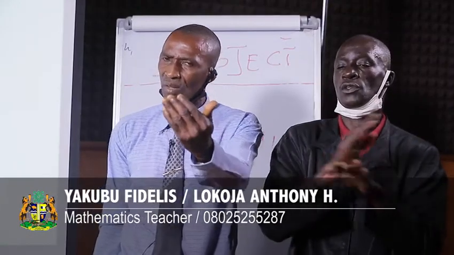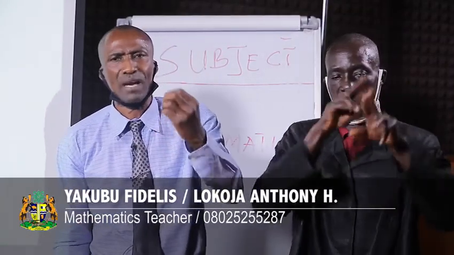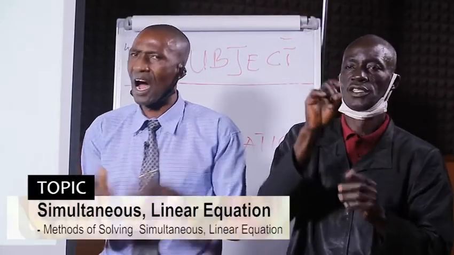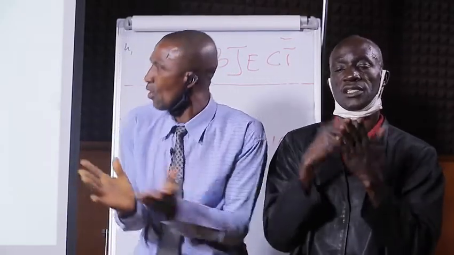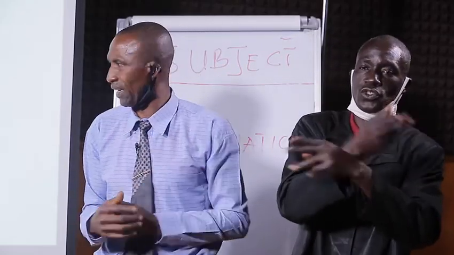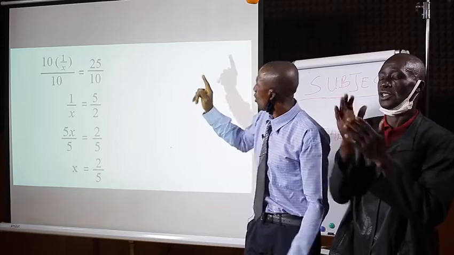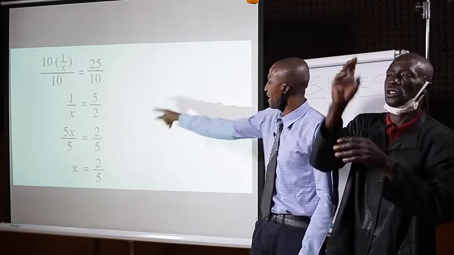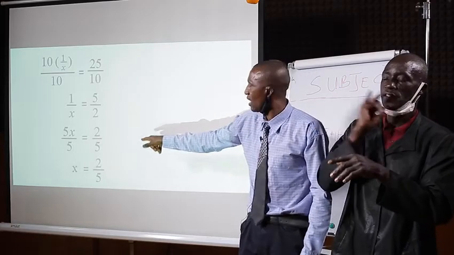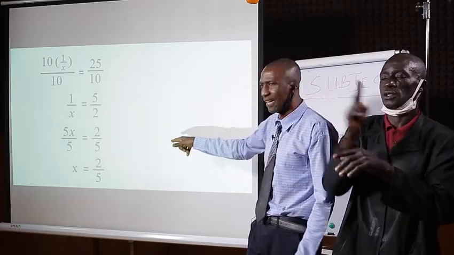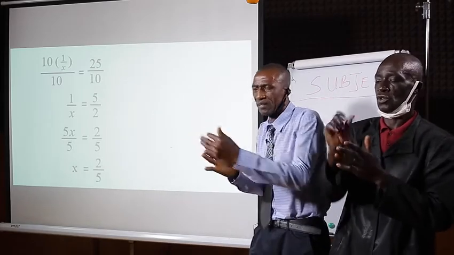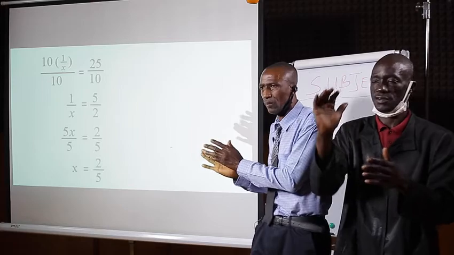But don't forget, we are looking for the exact value of x. How then can we get the value of x? We are going to get that by cross multiplication. That is, x times 5, the answer is 5x, and 1 times 2, the answer is 2. So the equation is 5x equals to 2.